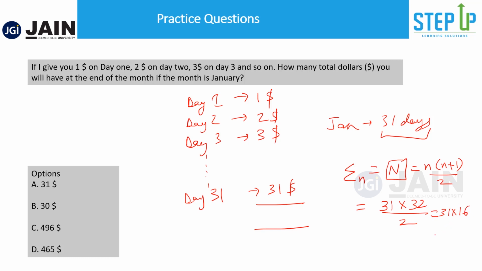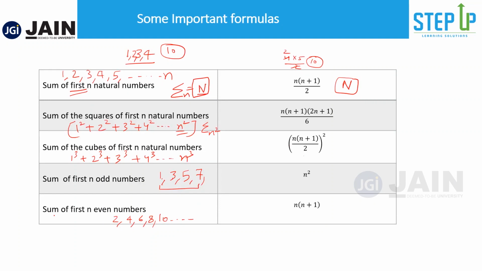If you do the math, this is very easy. This is 31 into 16. 6 into 1 is 6, 6 into 3 is 18, and so on, and all you get is 496. So how much money would you have at the end of it? $496. So what is the correct option? C. Again, this used the application of the previous formula, the sum of first n natural numbers.